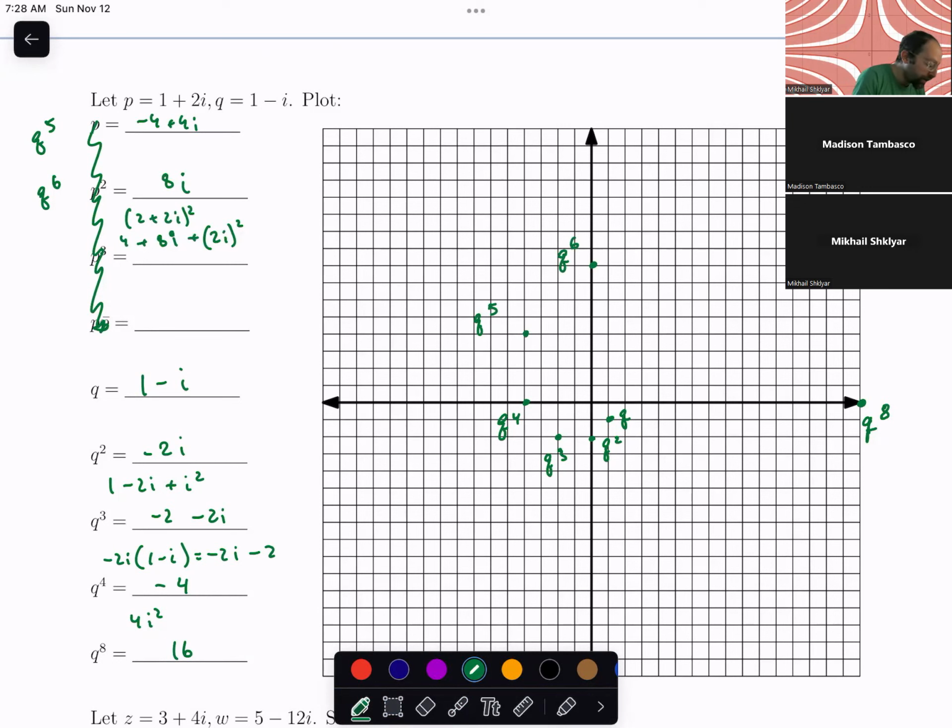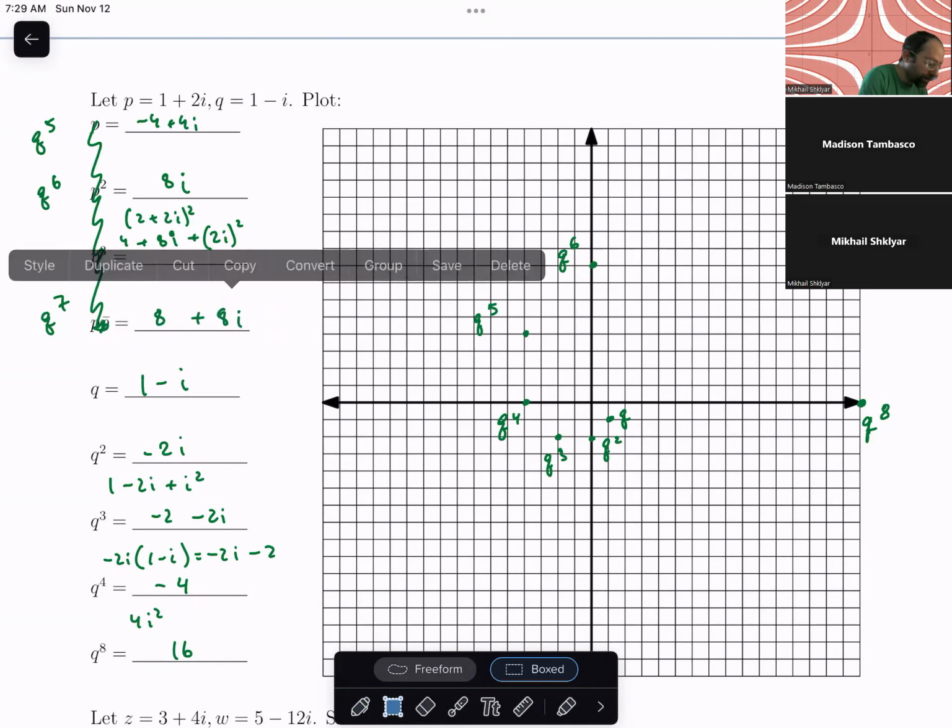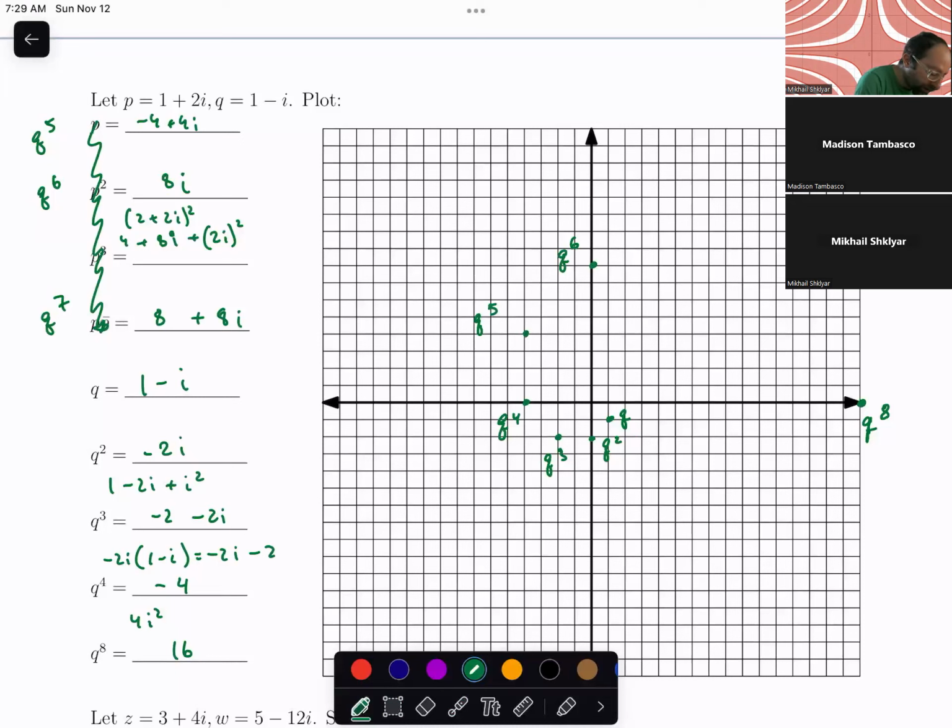q to the seventh is q to the sixth times q. That's not too bad. So it's 8i plus 8. I'm going to switch it around so it looks like a complex number in standard form. This is q to the seventh, and that's q to the eighth. If you were to follow these points, it sort of looks like a spiral, as someone mentioned.